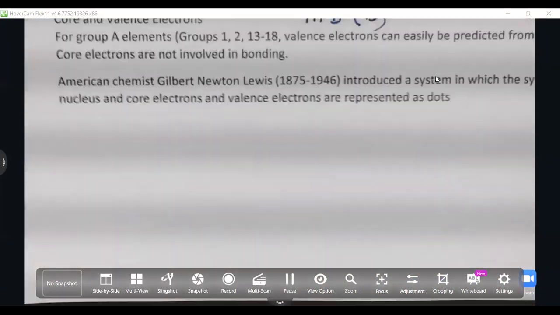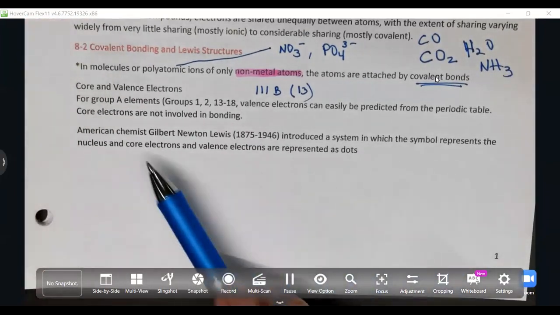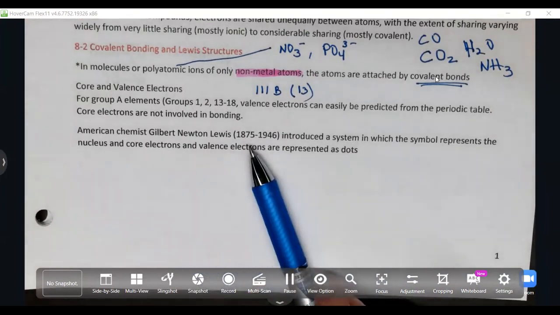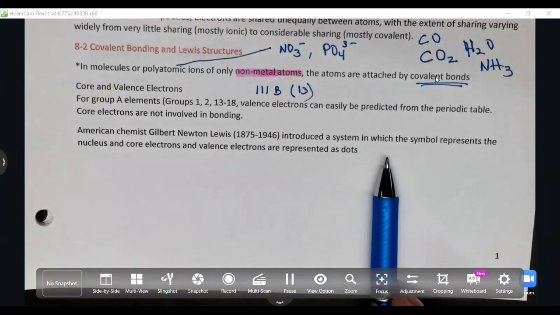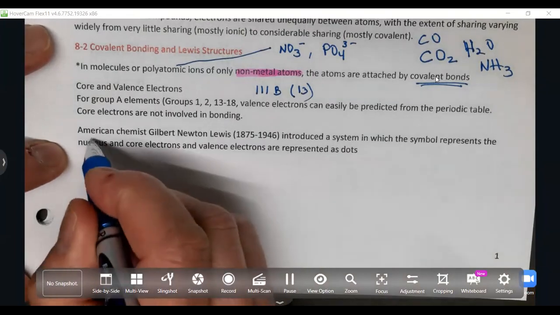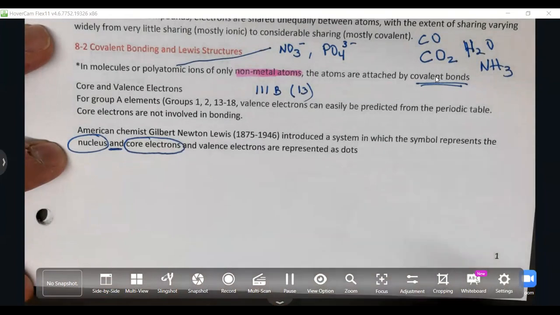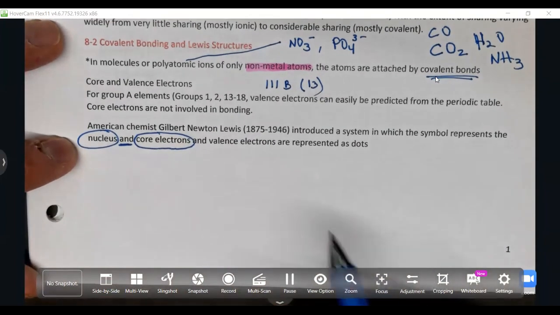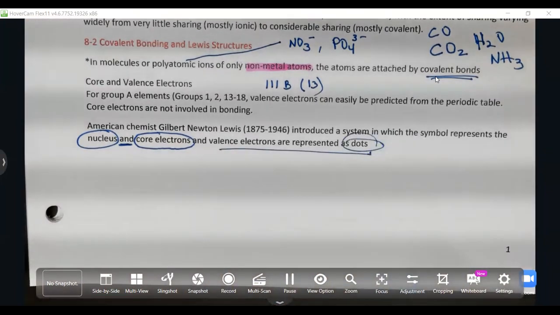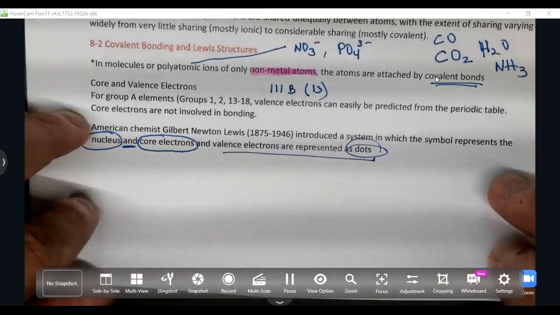So now we'll get to the main thing we need to do, which is Lewis structures. So American chemist Gilbert Lewis, 1875 to 1946, introduces a system in which the symbol represents the nucleus and core electrons. And valence electrons are the dots. So valence electrons are the dots. So let's go to the next page here.